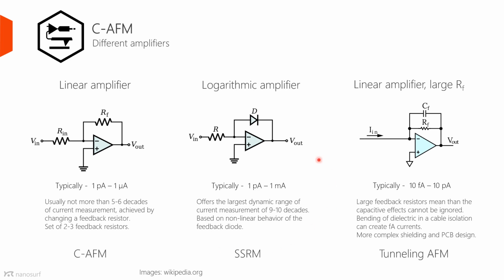This is when the logarithmic amplifier becomes useful. In a logarithmic amplifier, the feedback resistor is replaced by a diode, and the function of the output voltage with the current is not linear but logarithmic. This kind of amplifier provides the largest possible range of current measurement without switching ranges.